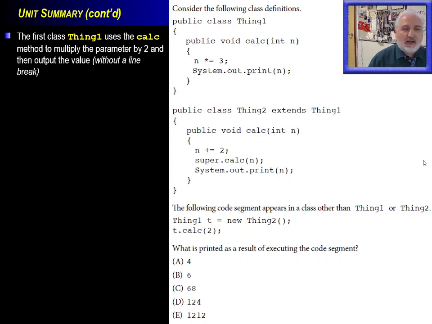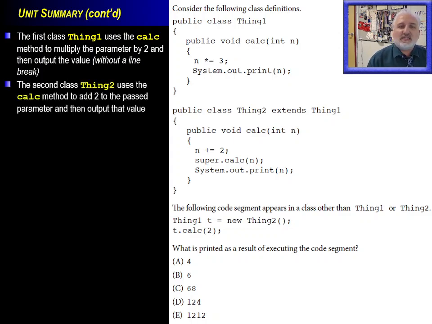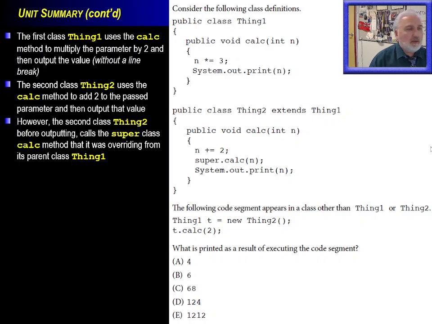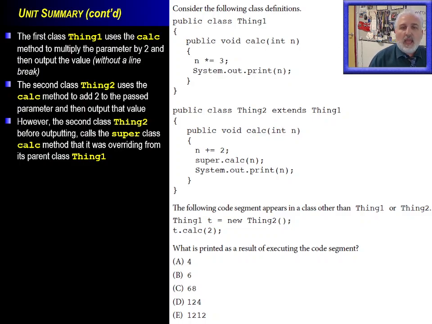So let's break down how this kind of question would be solved. The second class thing2 uses the calc method to add 2 to the passed parameter. So you can see that right here, n plus equals 2. However, before outputting, thing2 calls its superclass calc method. So although this method is overriding, it is going back up to here and calling that. And in that overridden method, it outputs n for the first time. So the n value multiplied by 3 is being outputted.